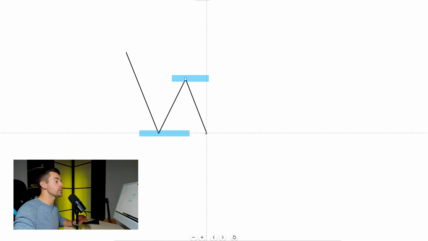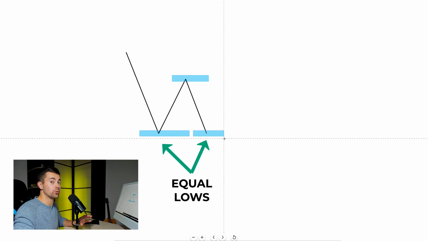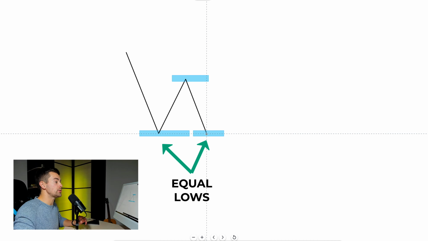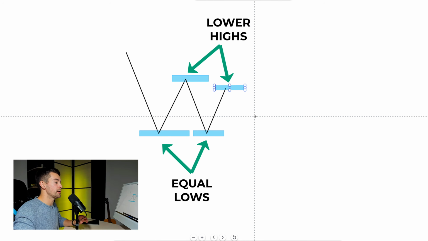But instead of going lower, instead of setting a new structure low, the price respects the previous low. So here we get two equal lows. Then we see the retracement, and this time the price sets a lower high again. Then again the bearish movement, and again the equal low.